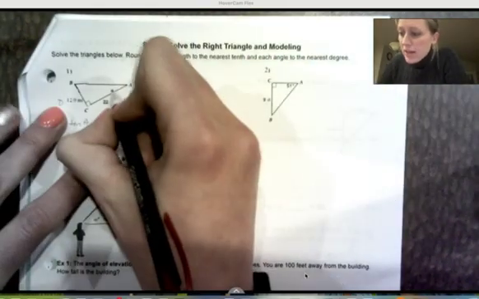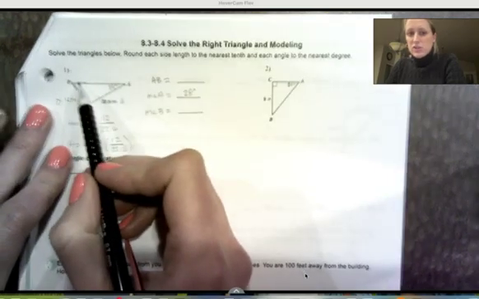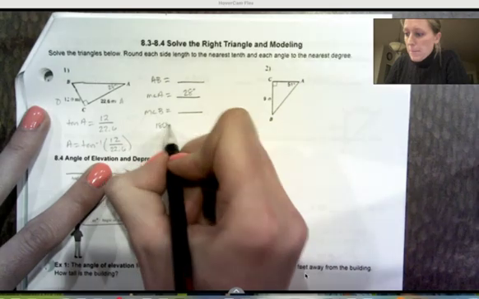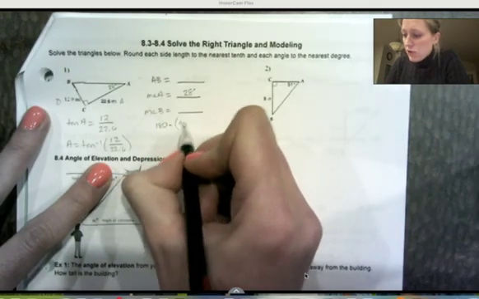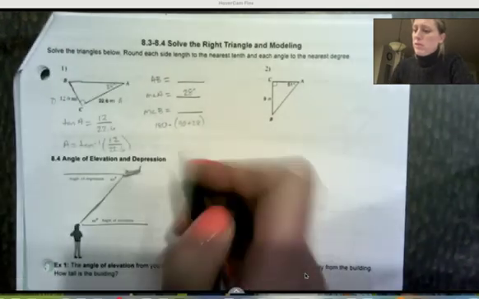So if angle A is 28 degrees, now to get angle B, I can just do 180 minus those two. So 180 minus 90 and 28. When I do that, I believe I get 62.